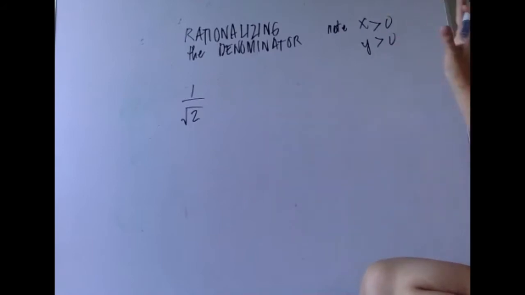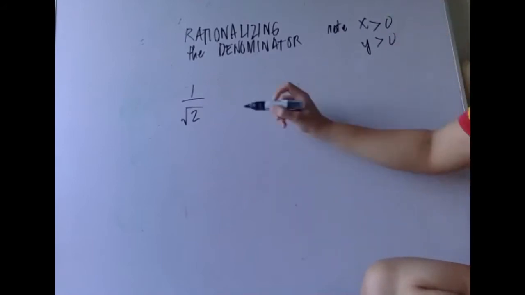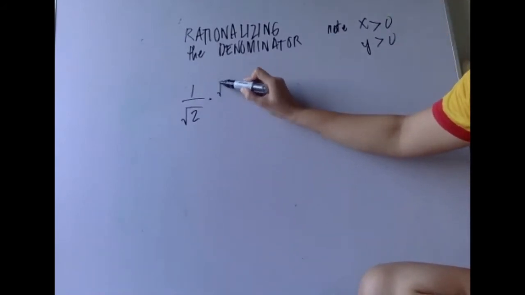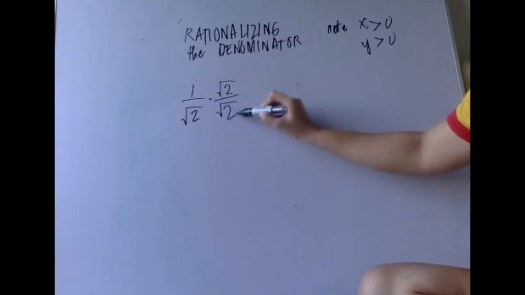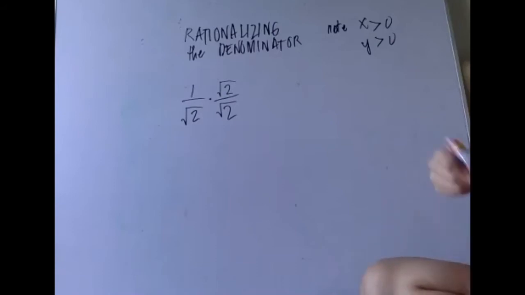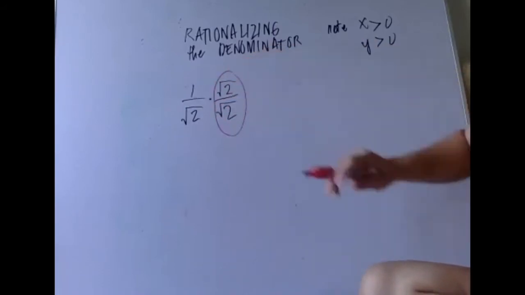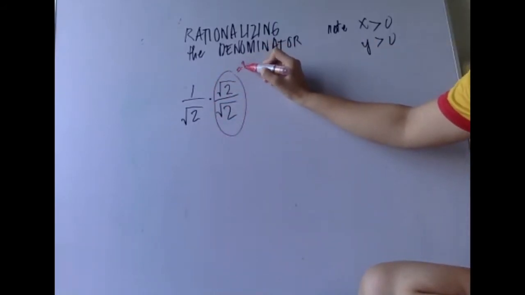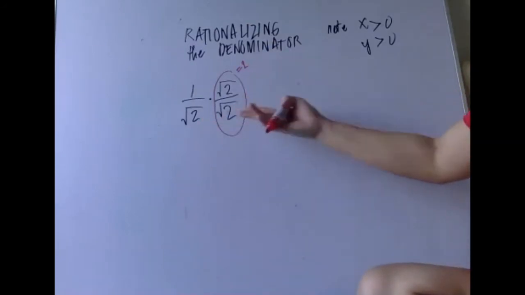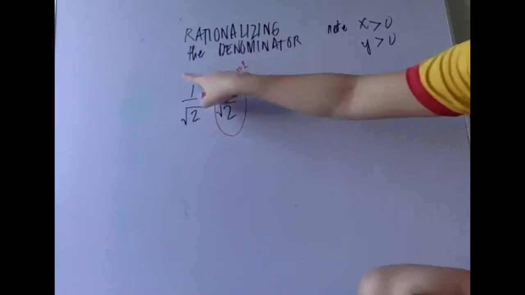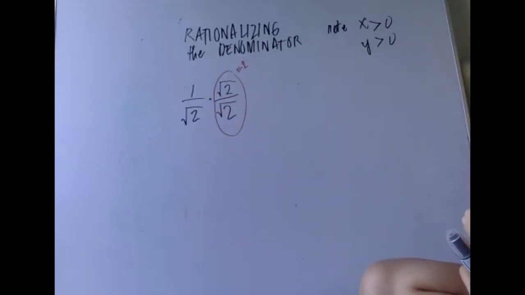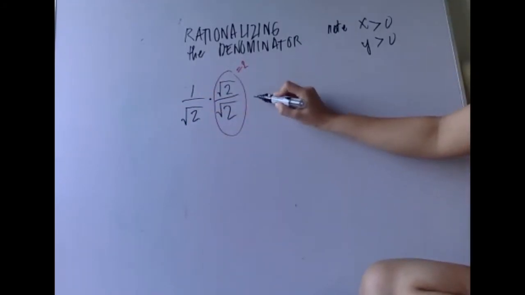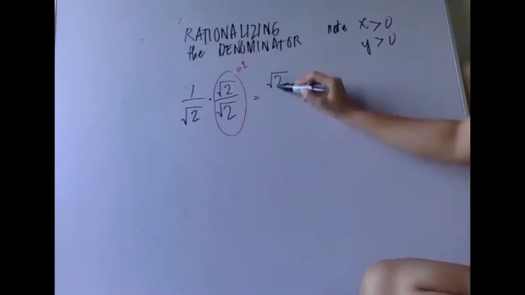Okay, to rationalize this, I hope alam naman ng lahat, you have to multiply it by square root of 2 over square root of 2. Okay, this is valid kasi this is just multiplying it by 1. So, kung ano man yung magiging sagot mo dito, equal lang yun sa original na given. So, ito yung given, 1 over square root of 2. So, if we multiply this, we will have square root of 2.